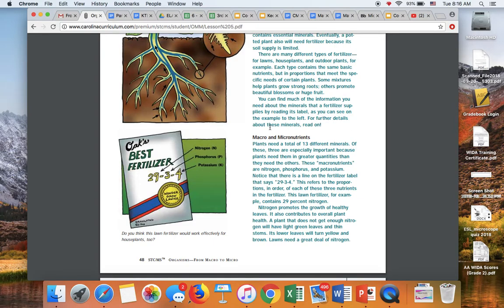For further details about these minerals, read on. So this example of a fertilizer has nitrogen, phosphorus, potassium. These are the 3 different minerals that it has.